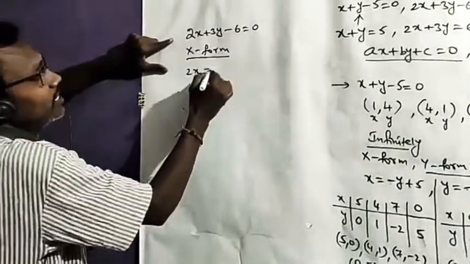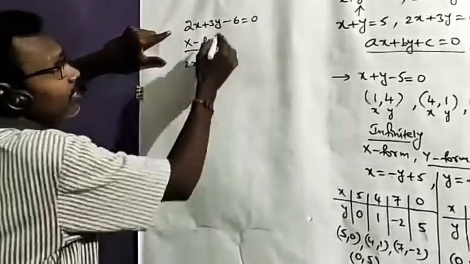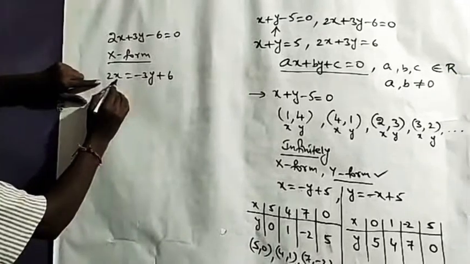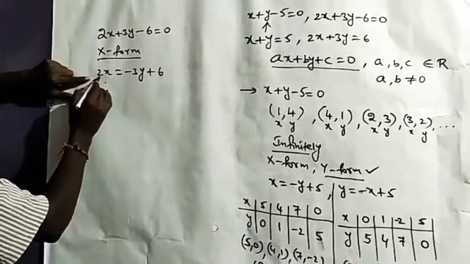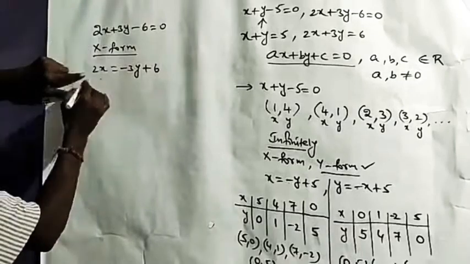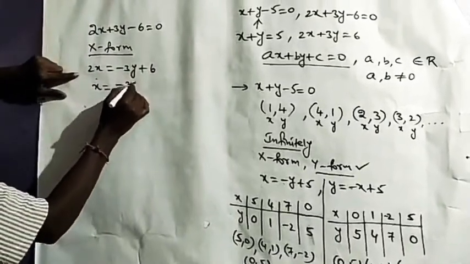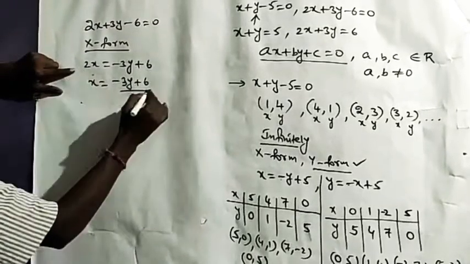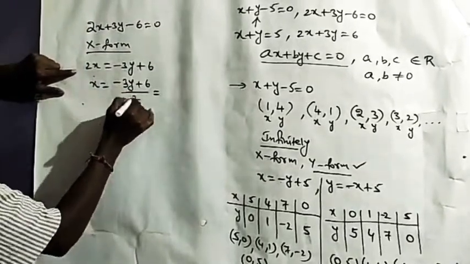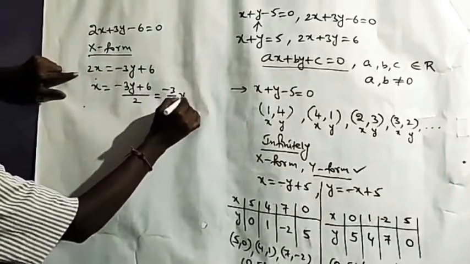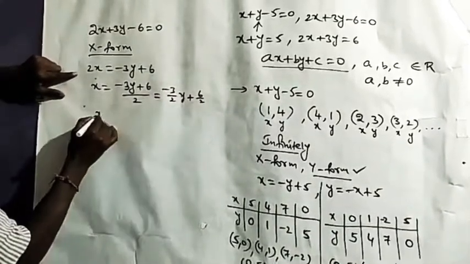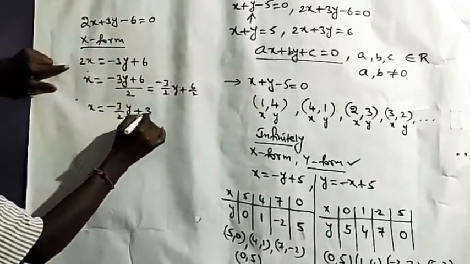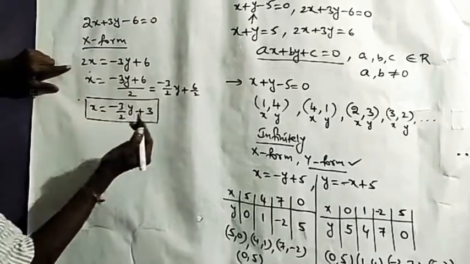2x is equal to, sending 3y that side, that will become minus 3y, and minus 6 is nothing but plus 6. X form is nothing but x should be alone. X coefficient should be 1. If another coefficient is there, that coefficient also you need to transpose. So x is equal to minus 3y plus 6 by 2, because this is the multiplication. Now this further can be written as, you divide for both, minus 3 by 2y plus 6 by 2. It will become x is equal to minus 3 by 2y plus 6 by 2, which is nothing but 3. This is x form for this equation.